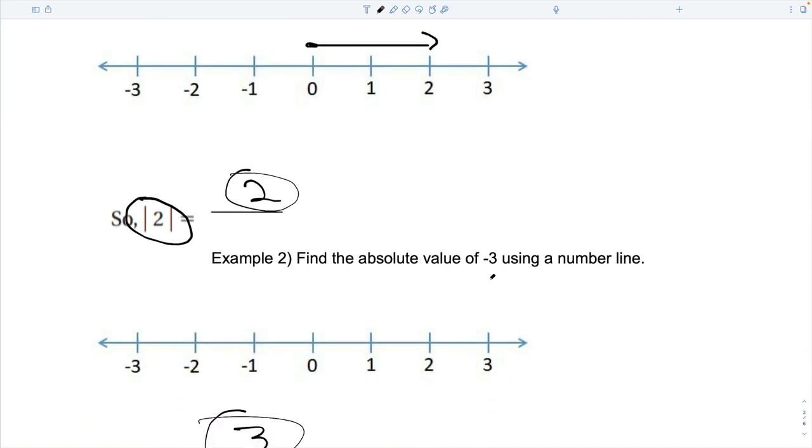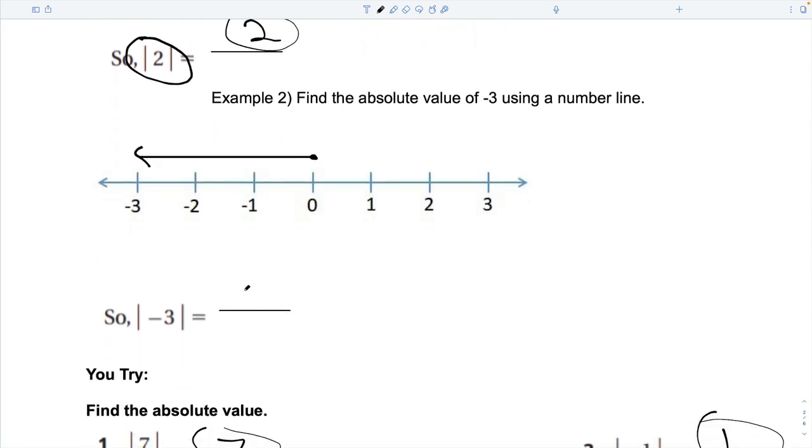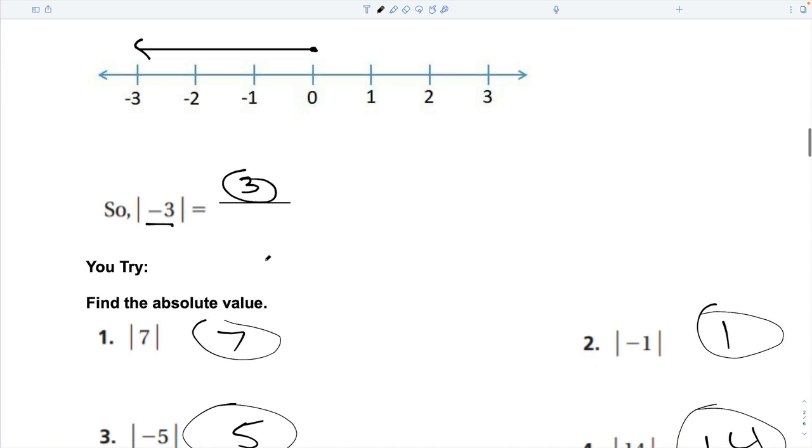Find the absolute value of -3. Well, let's look at what this one is. And we're going to put a line or a dot starting at 0. Draw a line to -3. How many spaces away is that? 1, 2, 3 spaces. So the absolute value of -3 is 3. That's an absolute value sign because it has lines surrounding the -3. Absolute value will never have an answer that's negative.